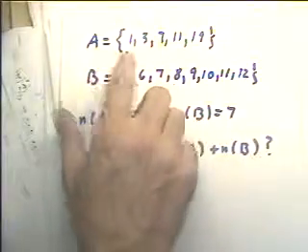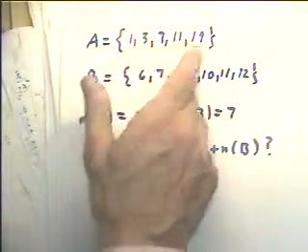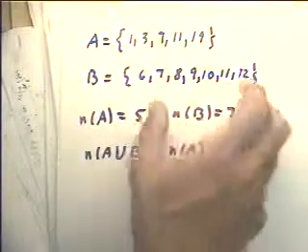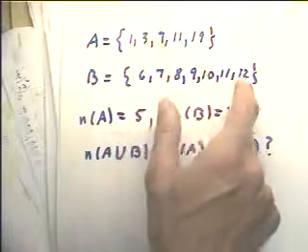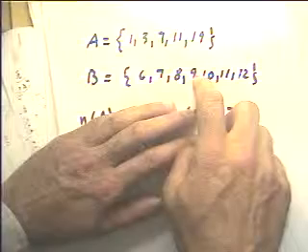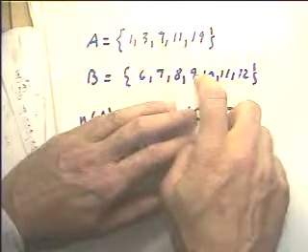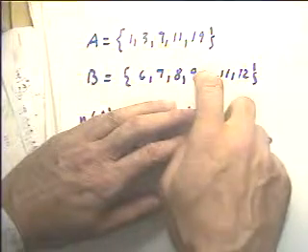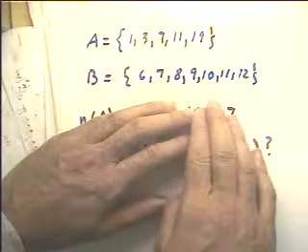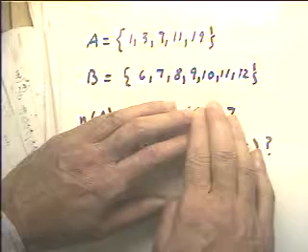If we define A to be the set 1, 3, 7, 11, 19, there are 5 elements in A. B, the set you see here, has 1, 2, 3, 4, 5, 6, 7 elements. Then if we form A union B, that means we throw both sets together. It would seem that we should have how many elements if we do A union B? Think about that for a minute, maybe pause.